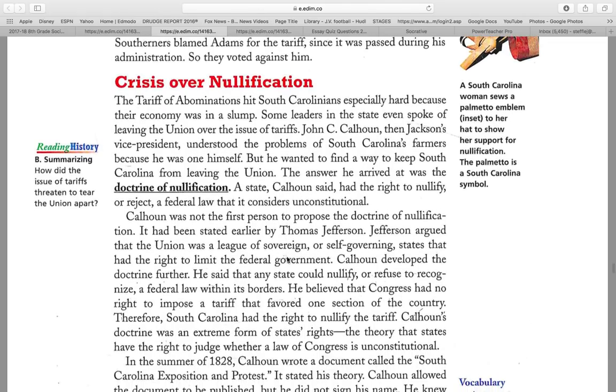The crisis over nullification. The Tariff of Abominations hit South Carolina especially hard because its economy was in a slump. Some leaders in the state even spoke of leaving the Union over the issue of tariffs. John C. Calhoun, then Jackson's vice president, understood the problem of South Carolina's farmers because he was one himself. But he wanted to find a way to keep South Carolina from leaving the Union. The answer he arrived at was the doctrine of nullification. A state, Calhoun said, had the right to nullify, or reject, a federal law that it considered unconstitutional.